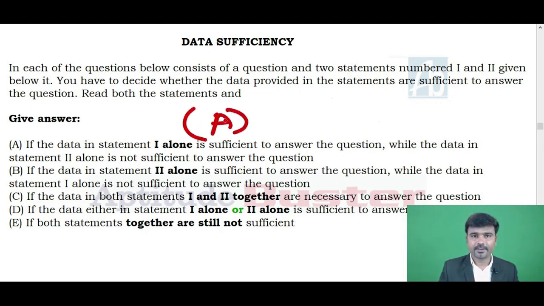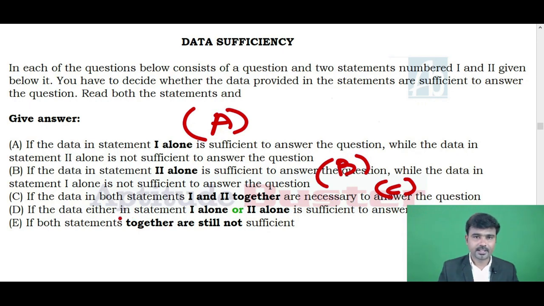If we say the first statement alone is sufficient, that means the second statement is not sufficient. Okay, next read the second statement. If the second statement alone is sufficient, the answer is B. If the first statement alone is not sufficient and the second statement alone is not sufficient, then combine these two statements. If we get the answer, then mark option C.